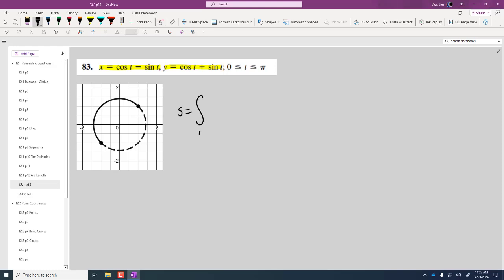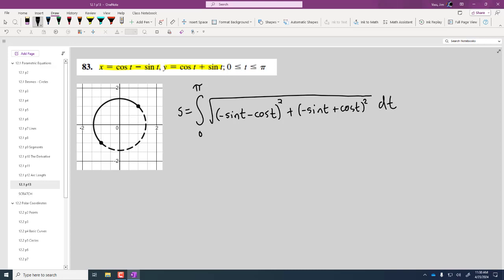So S is going to be the integral from 0 to pi, square root of x prime squared. So x prime is negative sine of t minus cosine of t, squared. Plus y prime squared. Y prime is going to be negative sine of t plus cosine of t, quantity squared, dt. So x prime, y prime, square them both, add them together. Now we get to FOIL. So we're going to get square root of, I'm just going to use shorthand notation, S for sine and C for cosine. It helps clean things up a little bit.